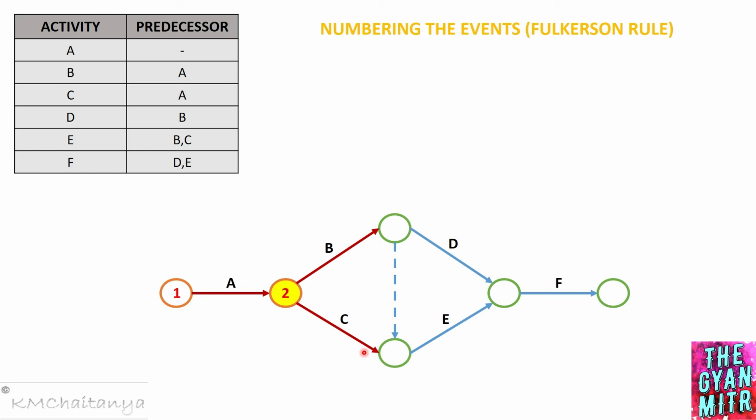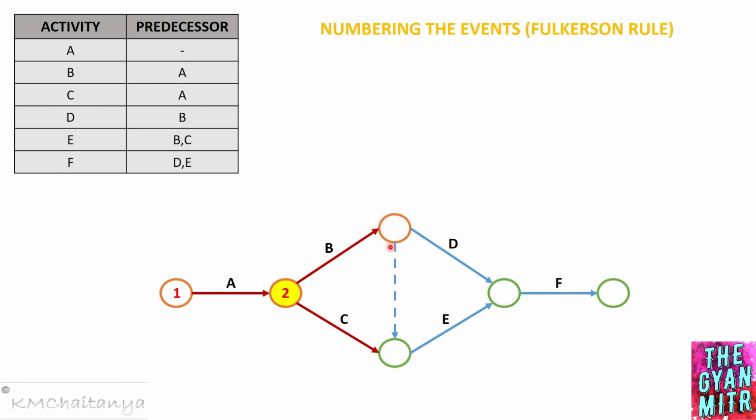Now we'll look at the events where all the activities coming onto it are traced. If we look at this event at the top, we have only one incoming activity. Now if you look at the event at the bottom, we have one activity which has been traced, and there is one more activity which is not yet traced, right? Since it has not been traced, we cannot number this event. Don't worry whether it is a dummy or not. All the incoming activities have to be traced, right? Therefore I can only number the event which is at the top.